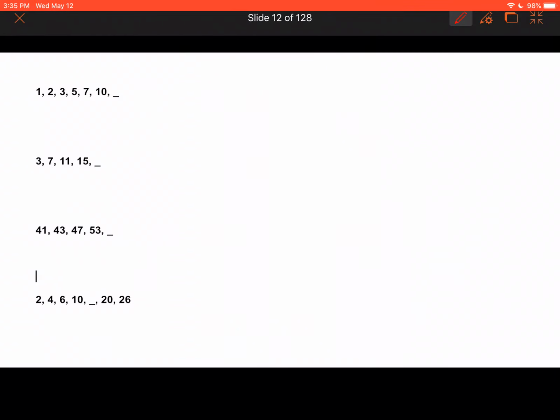So 1, 2, 3, 5, 7. So the difference is plus 1 and 2, and 3 is plus 1. 3 and 5 is plus 2, plus 2, plus 3, right? So the next one will be plus 3, is the pattern that is followed. Okay, so the answer is going to be 13.